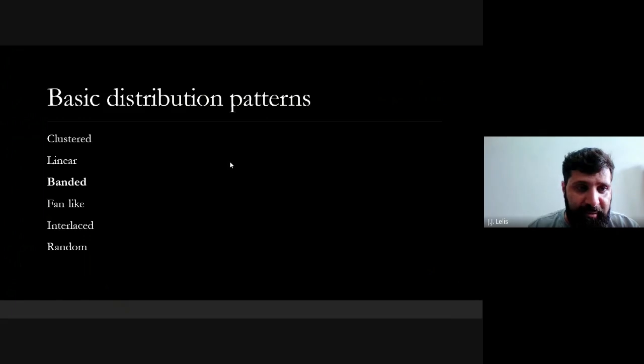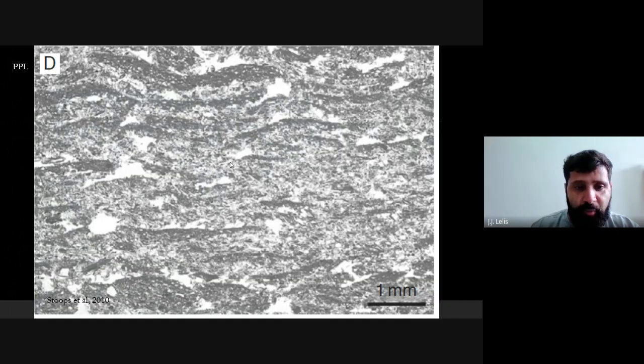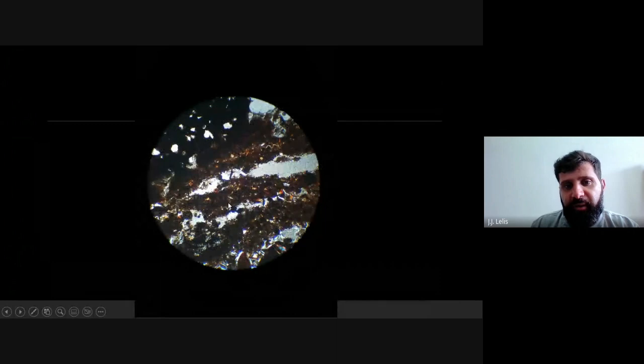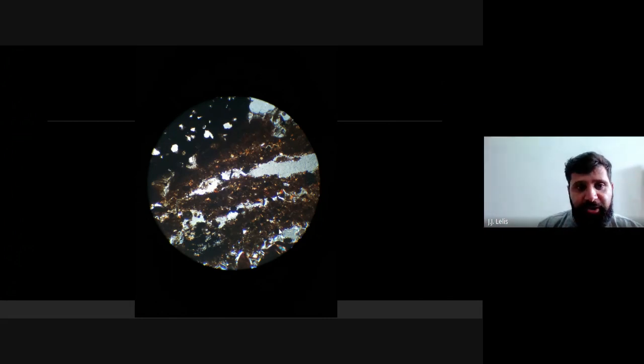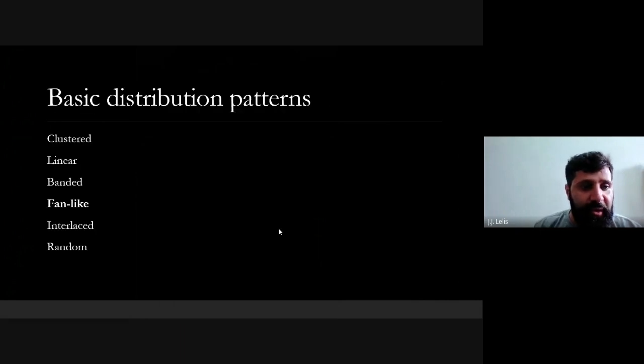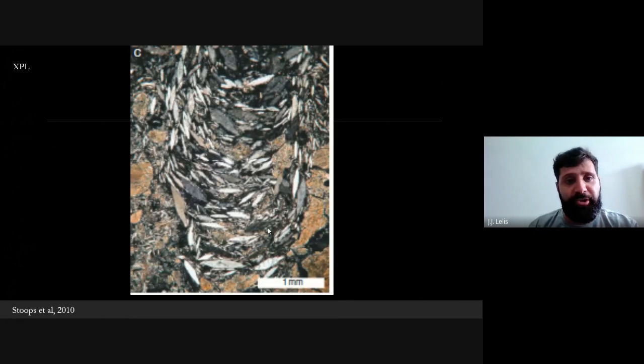We can see some banded distributions, like in this one, or even in this one. So we can see the fine fraction occurring as banded distribution. So all the material is self-mushed. They are very close, but they did not form groups. They form bands. So I can see in this case a banded shape. You can see a fan-like distribution, like in these crystals of calcium sulfate.